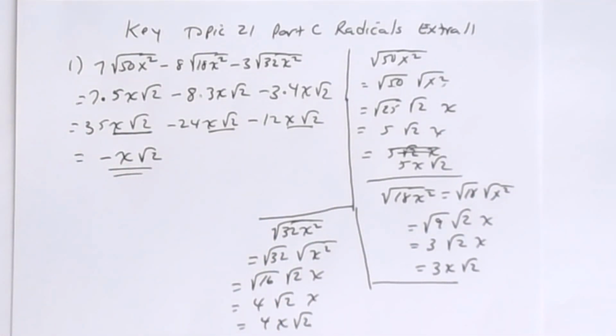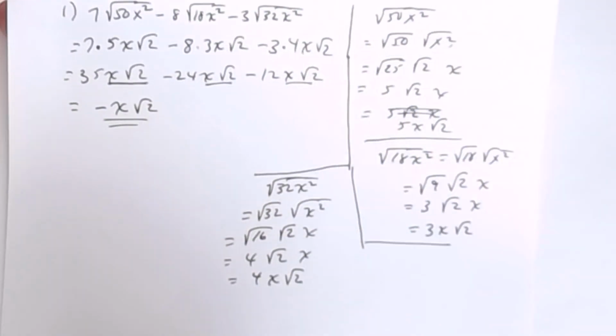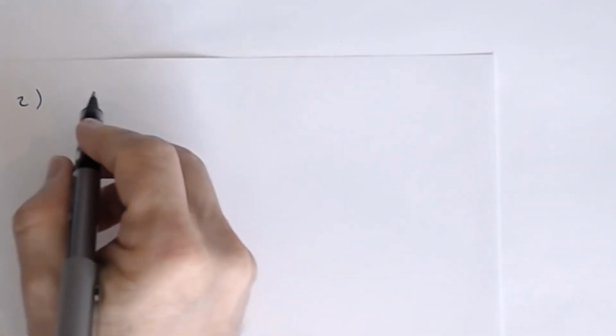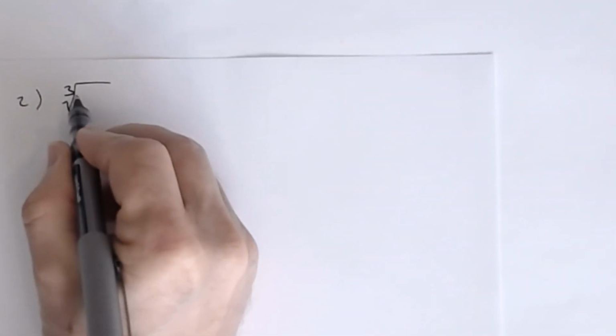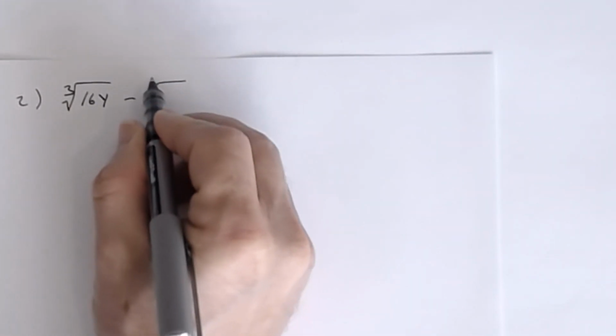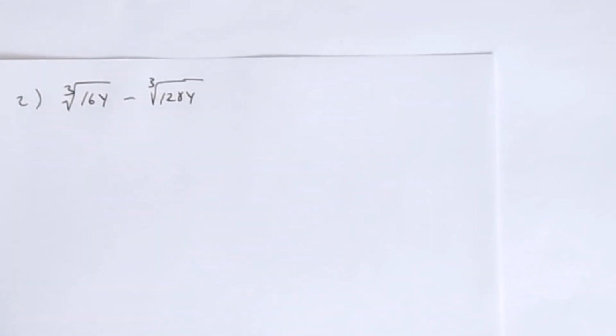All right? Let's look at number 2. I'm going to go ahead and use another sheet of paper since I used up all the room for this. So here's number 2. We have the cube root of 16y minus the cube root of 128y. All right, so let's talk about that.